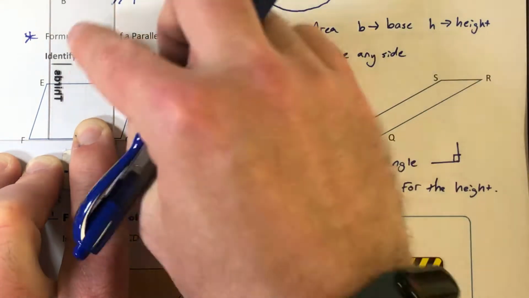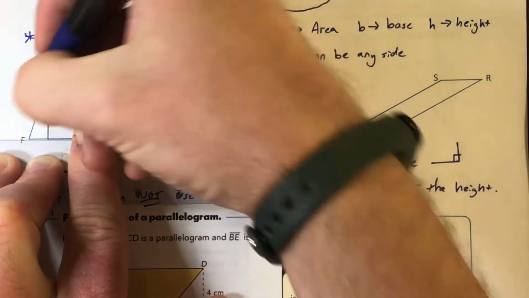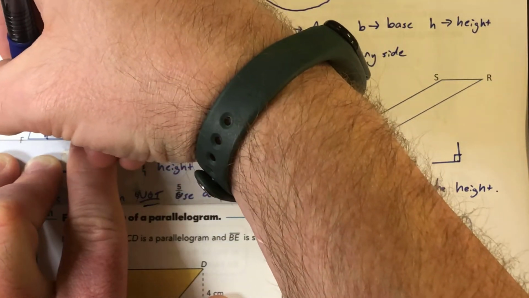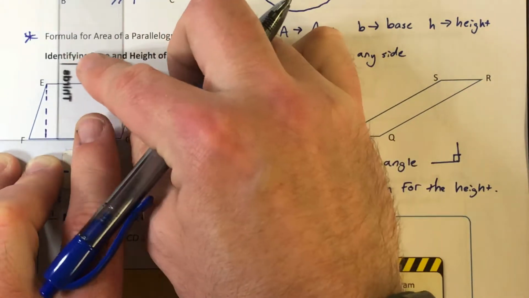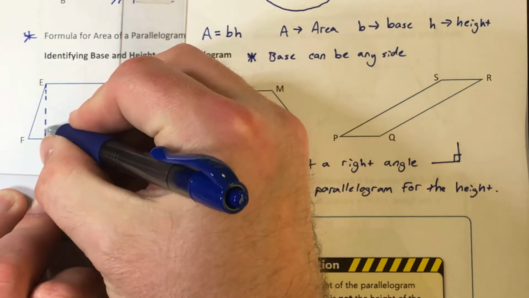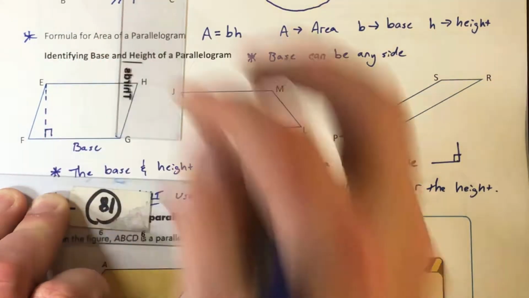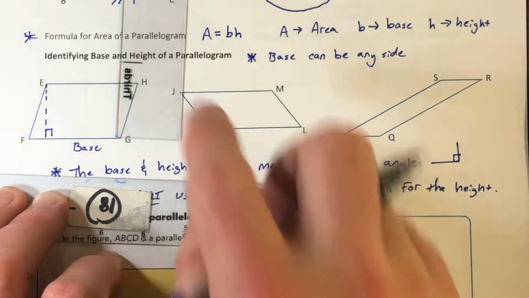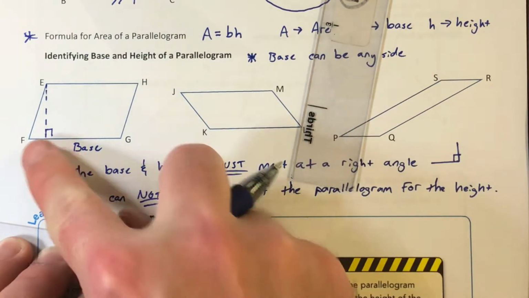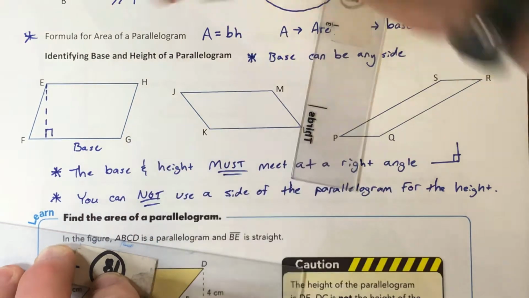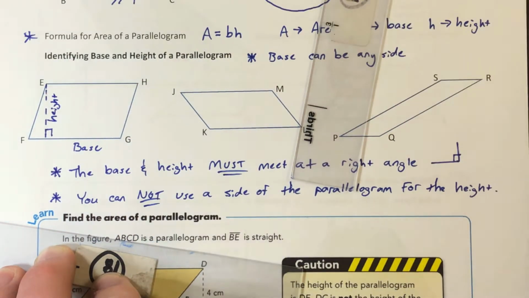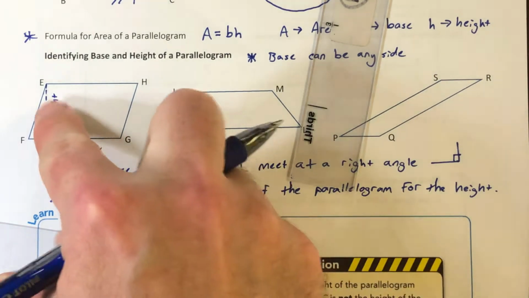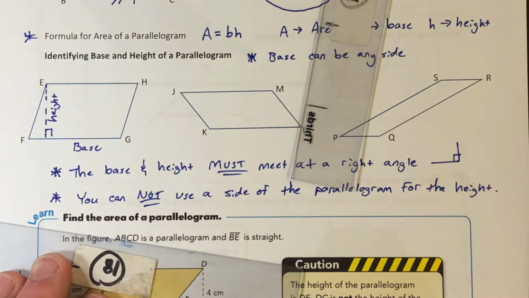So I'm going to draw my height right here up to point E, or that vertex, and you'll notice it forms a nice right triangle right there. That's going to be useful again later. So my base is line FG, and this is my height. Again, it's the distance from one base to the opposite side, but it's got to go at a right angle.